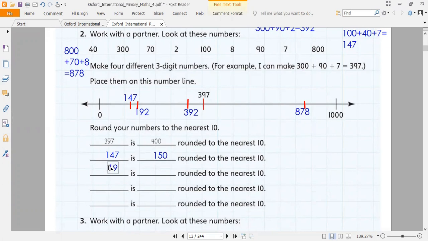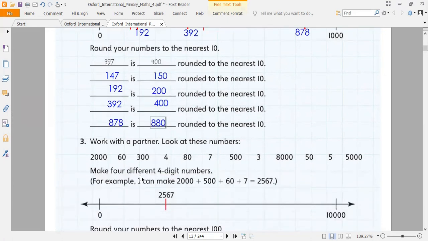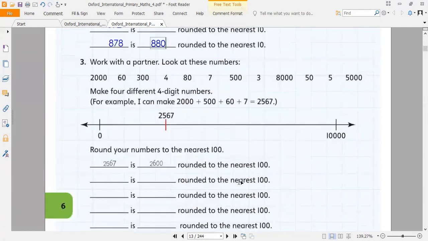And it was 192, so the nearest 10 is 190. Next is 392, so the nearest 10 will be 390. And here will be 878, and the nearest 10 will be 880. Now look at these numbers and make up 4-digit numbers, and this is the homework.